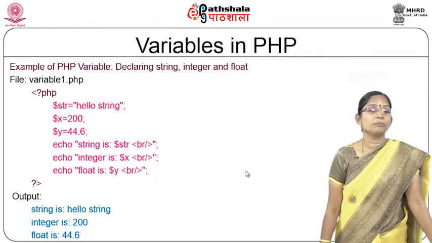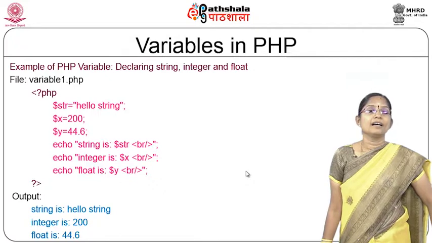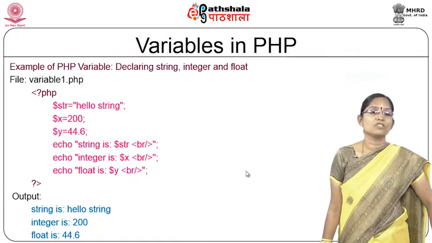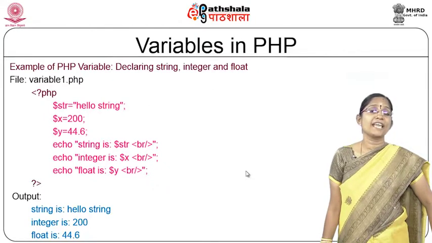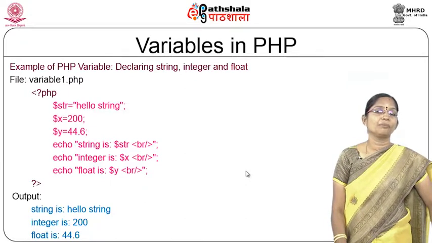So the PHP code embedding has been started. Inside it, $str is equal to hello string. $str is a variable name because it started with a dollar sign. Then again variable $x with 200, variable $y with 44.6. Using the echo statement, the string's corresponding value of the variable gets printed. Again the integer's corresponding value of the variable, and the float's corresponding value of the variable gets printed.